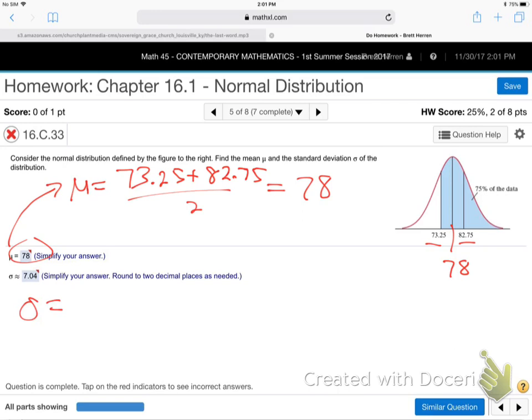Now find the sigma. The answer's already there for you, but go ahead and do it. How do we find the sigma? Sigma's the jump amount, right? Sigma's how far from here to there. So what's that going to be? 82.75 minus 78. So 2, 4, whoops, did that wrong. Subtract that, 4.75. Got it. That's not right. Uh-oh. Now we're going to have to stop and think.